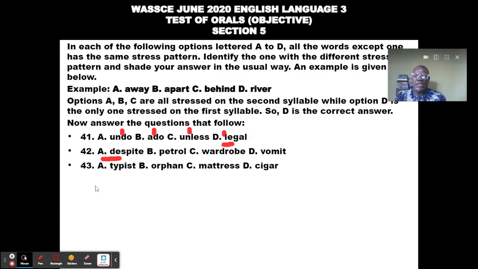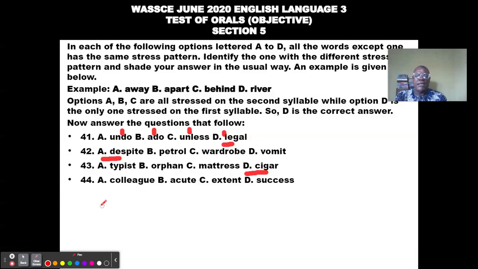Now 43, A, we have typist. Stress is on the first syllable. B, orphan. Stress is on the first syllable. C, mattress. Stress is on the first syllable. D, cigar. Stress is on the second syllable.